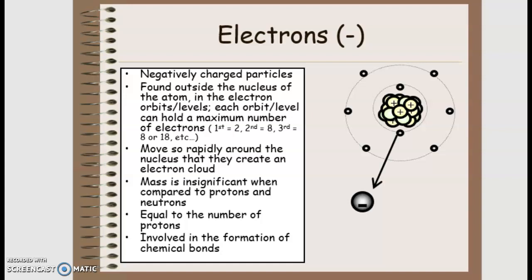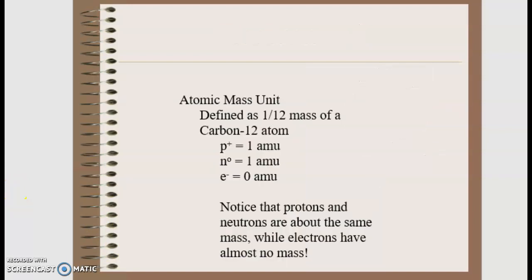They're very, very tiny. And again, because the atom is electrically neutral, the number of negative electrons is equal to the number of positive protons. And yes, electrons are involved in the formation of chemical bonds, but we're not going to focus on that today. So now that we know where all of the subatomic particles are located, and again, positive protons are inside the nucleus, neutral neutrons are inside the nucleus, and negative electrons are outside of the nucleus, let's look at their sizes.